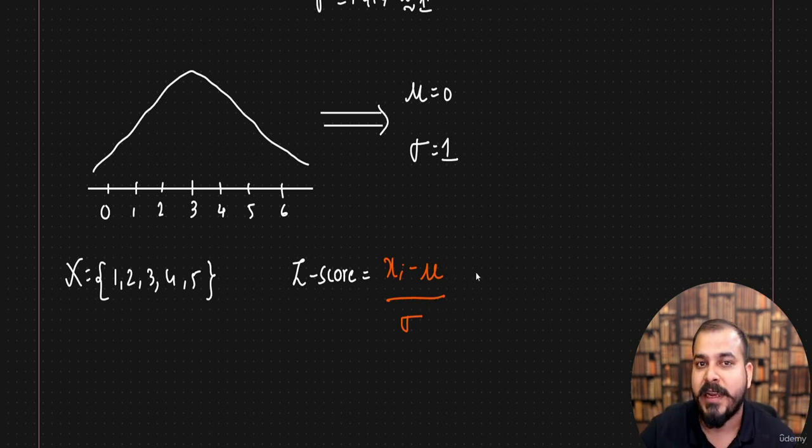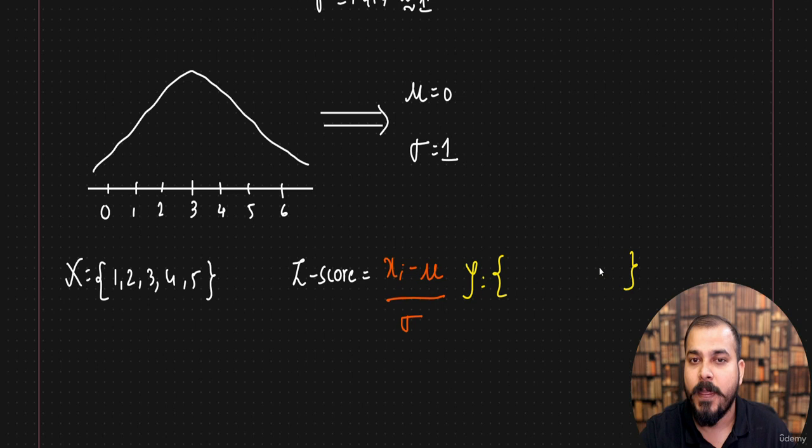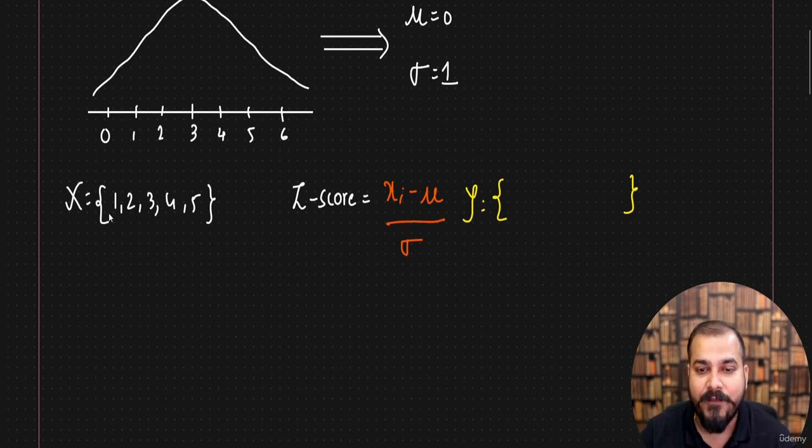By using this technique, we will get another random variable y, which will be how much? Let's see. If I apply this formula for every one of these values, let's say for 1, I will apply it. So it will be 1 minus 3, because my mean is 3, right? So here you have 1 minus 3 divided by standard deviation 1. So I'm going to get minus 2. So this 1 will get changed to minus 2.